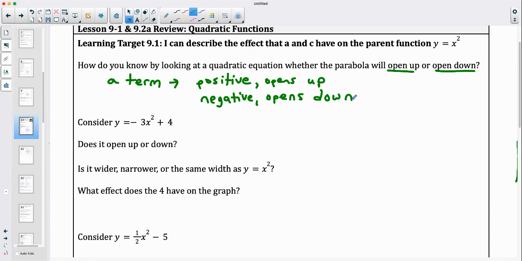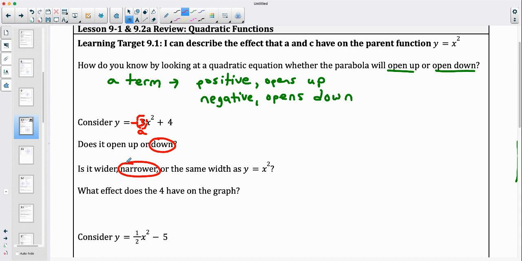The other thing the A term controls is if it gets narrower or wider, and that has to do with if it's bigger than 1 or between 0 and 1. All right, so looking at this next example, I would look at this -3 and know that that's the A term. The A term controls if it opens up or down. This time it's negative, so we're going to open down. The other thing that A is controlling is if it's wider, narrower, or the same. So we look at this number here. It doesn't matter if it's positive or negative, but if it is bigger than 1, that's going to make the graph increase faster, and it's going to make the parabola look narrower. The sides are going to get skinnier, closer together.